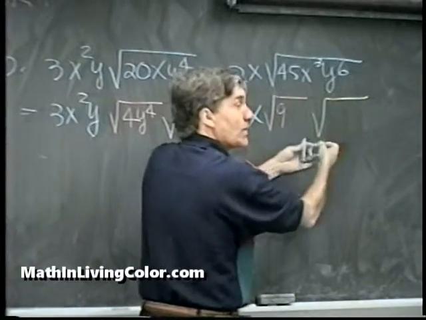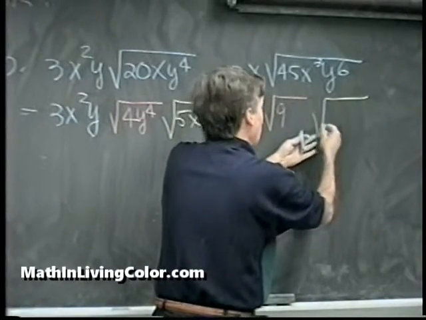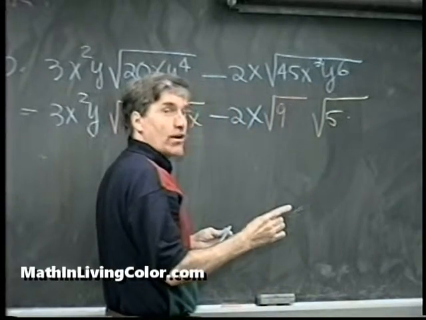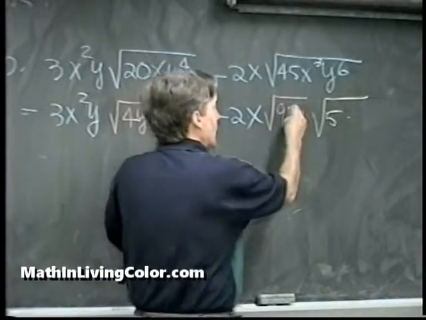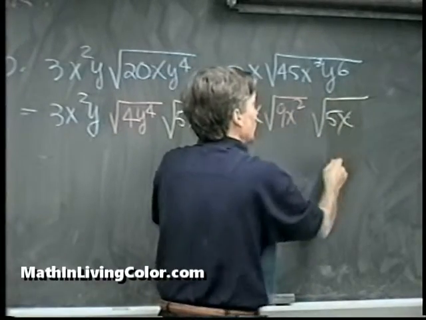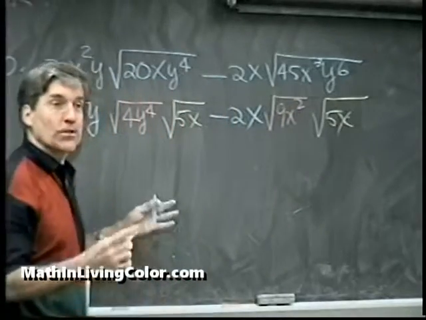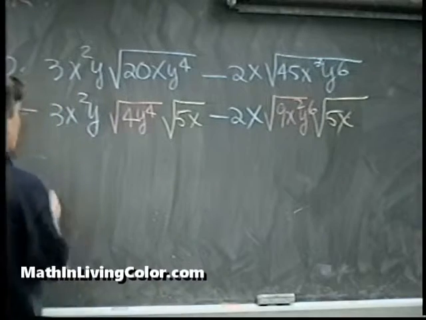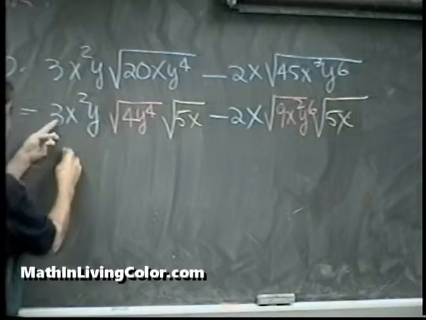9 times 5. Okay? And x cubed. Now x cubed is not a perfect square. So I'll have to break that down back off to x squared, and we'll have an x left over. And y to the sixth is a perfect square, so we just put it down like it is, y to the sixth. Okay? All right, now, come back to the beginning of the problem.